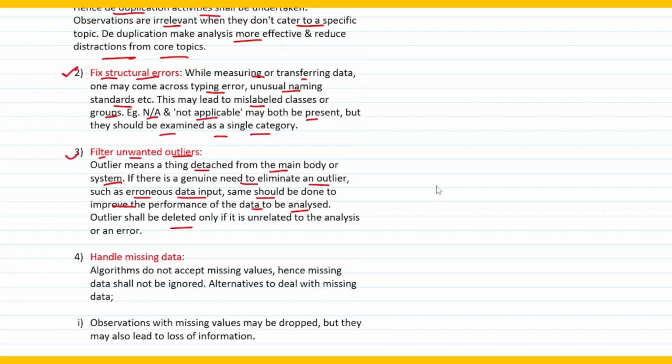Outliers shall be deleted only if they are unrelated to the analysis or an error. You may have outliers, but you have to make sure that only if they are irrelevant are they being removed, right? There may be some part which may be relevant to the core area, so you have to make sure that data is retained, but something which is irrelevant has to be removed, right?